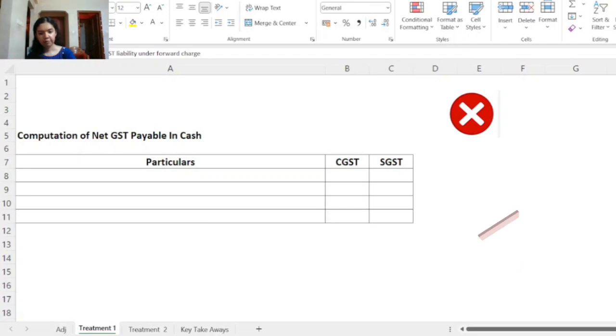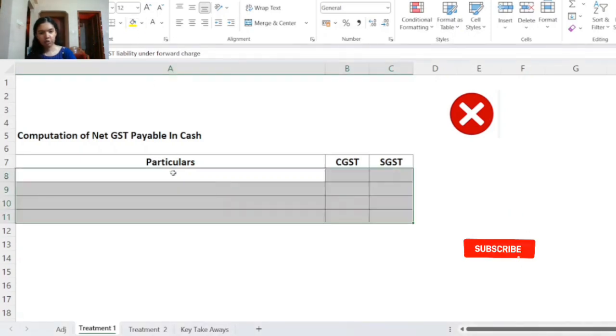So usually this is the wrong way how the students present this transaction. They assume in this case, since both the supplier and recipient are registered, it's a forward charge case. They show GST liability under reverse charge and then they set it off against ITC. So let's see how they usually show it.